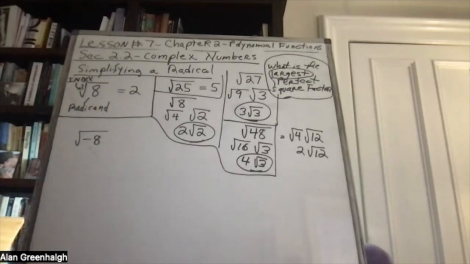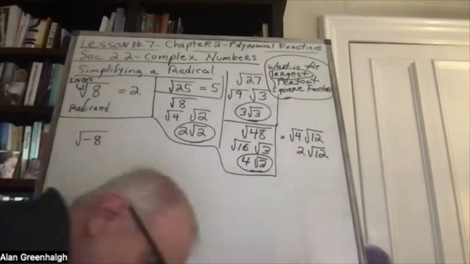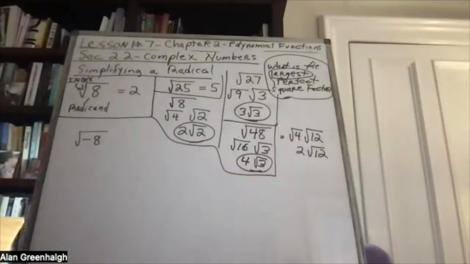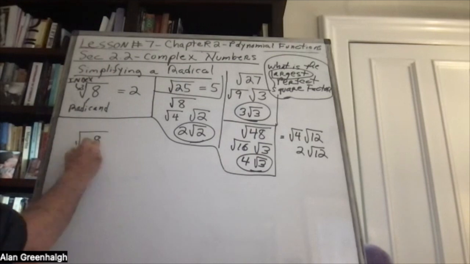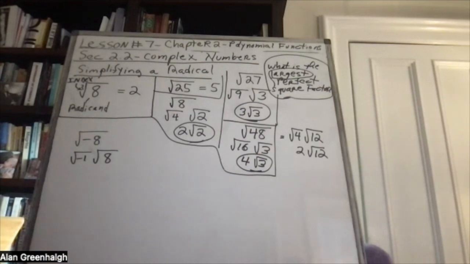Can we take the square root of -8? The answer is no. There's no number times itself that will give you a -8. So what we do is we divide this into, okay, well, this -8 can be written as -1 times the square root of 8. So you see what we've done is we've separated the square root of -8 into the -1, and now we have a +8.